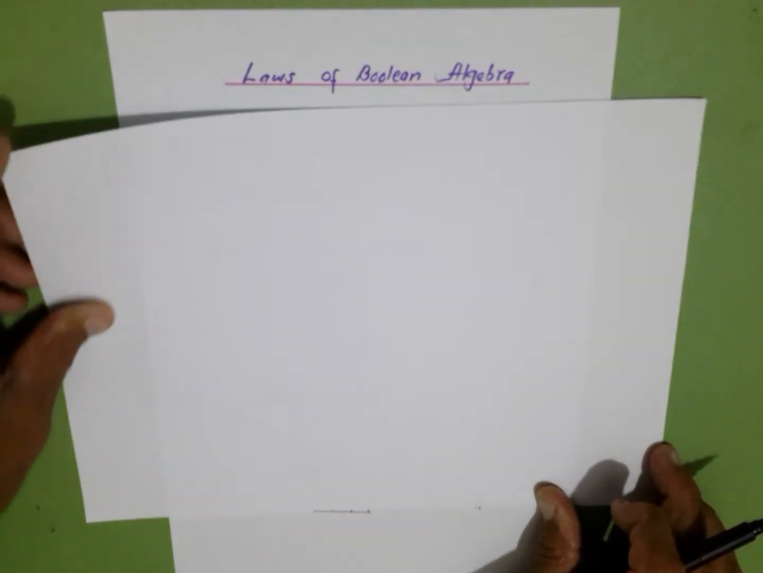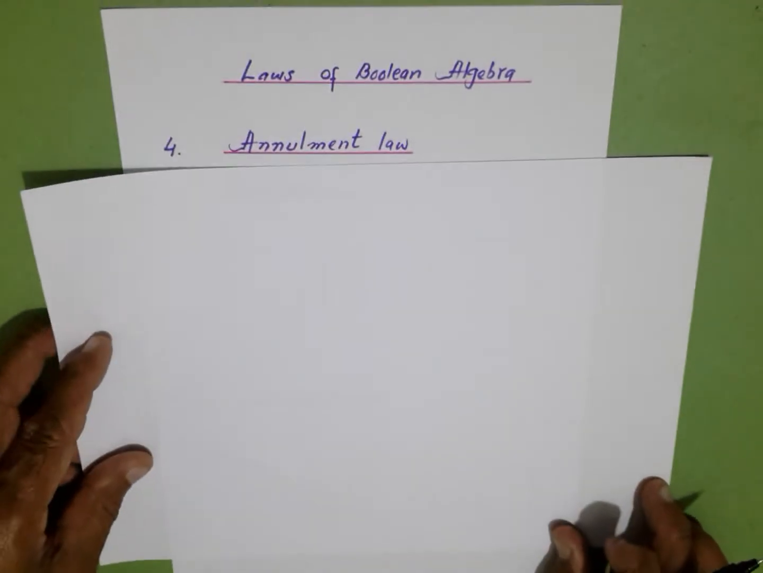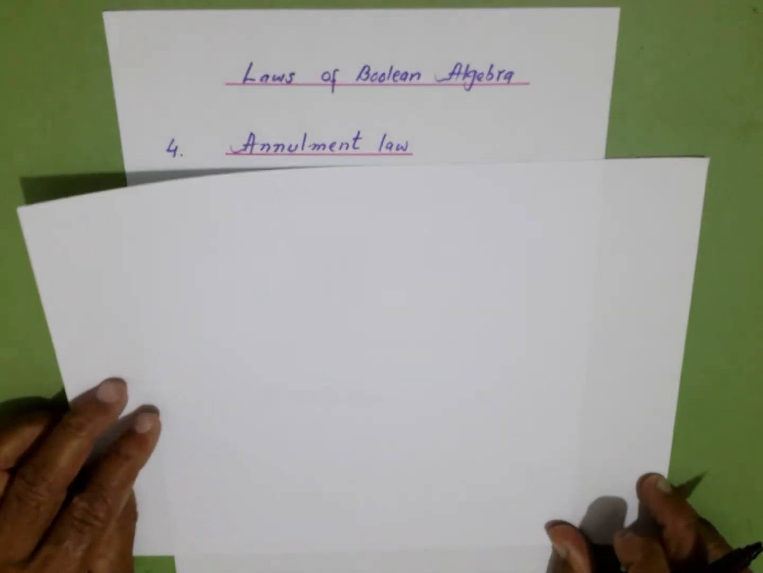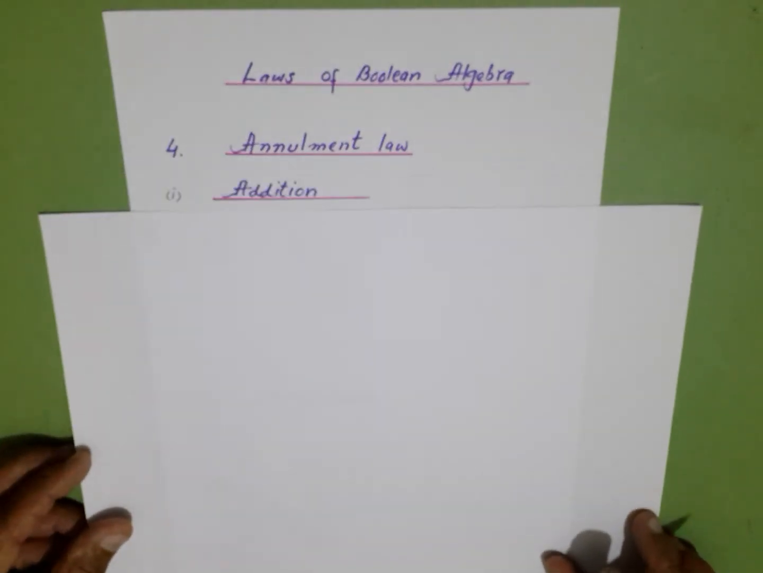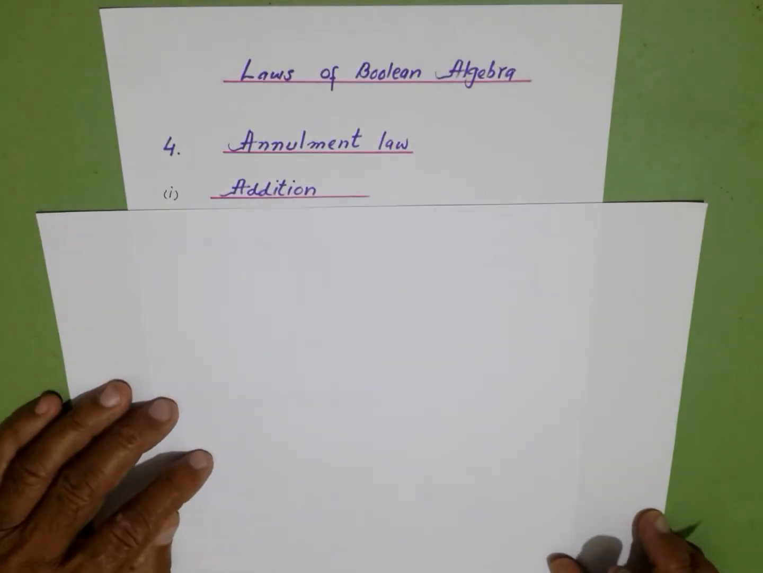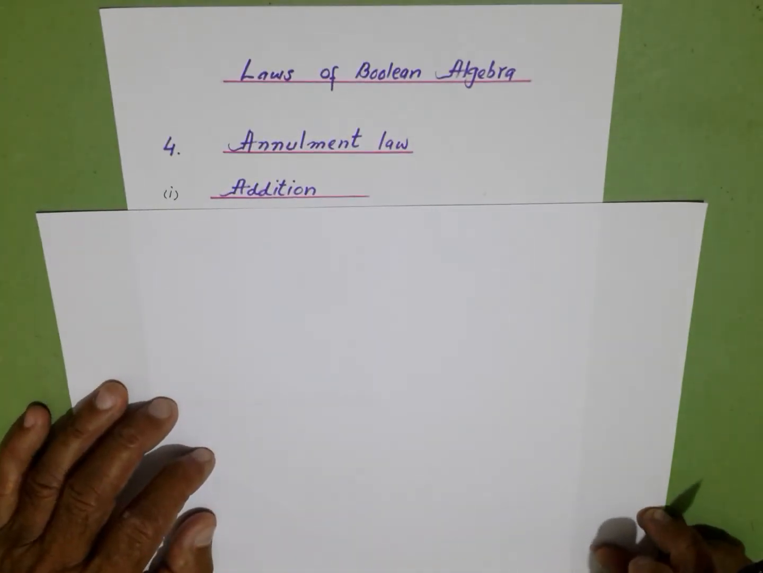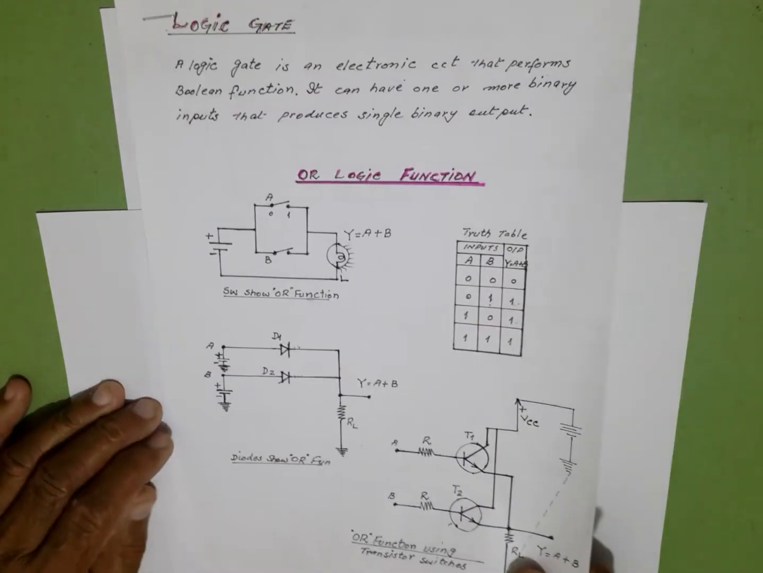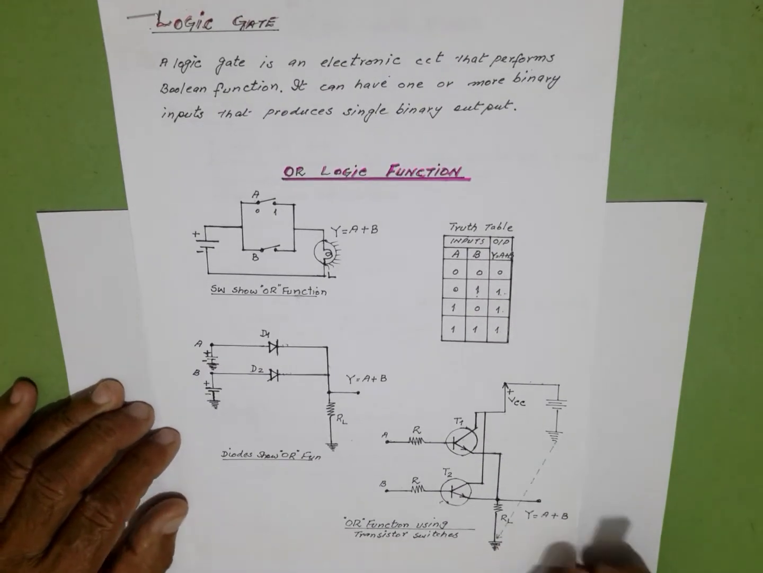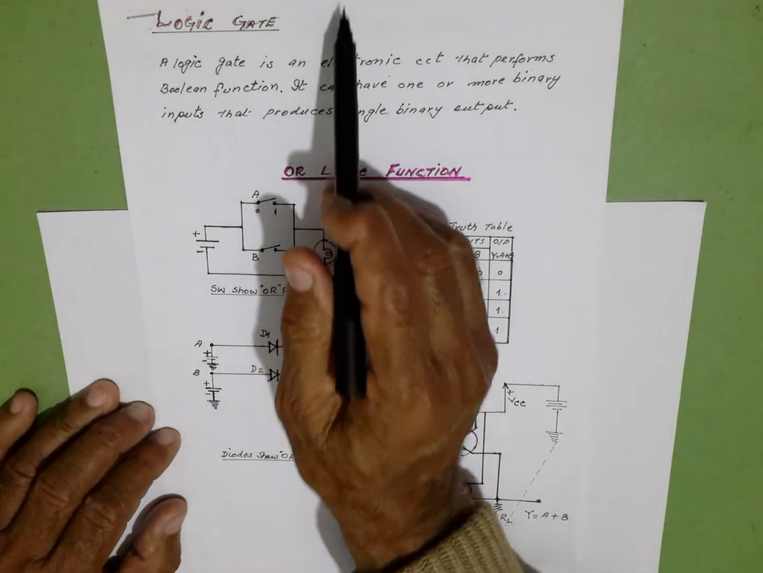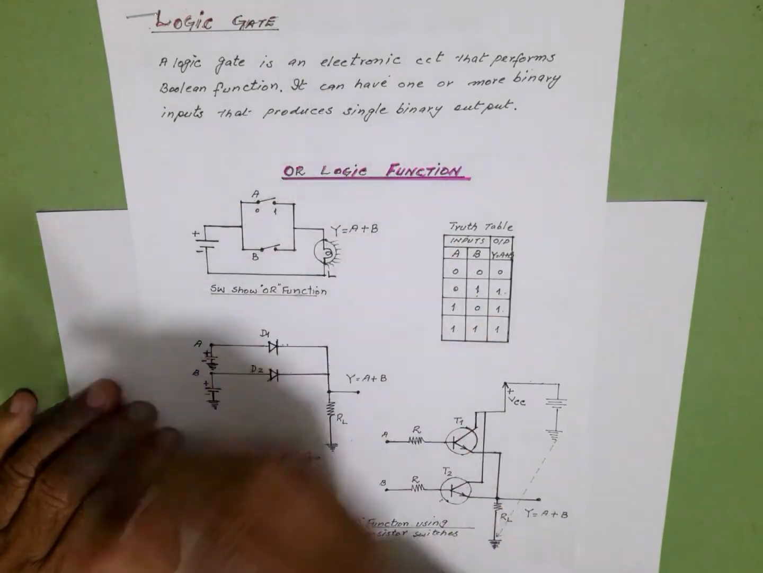Today we are going to discuss the fourth law, which is called the Annulment law. It has again two parts, addition and multiplication. Before going to circuit explanations, let us refresh our knowledge on the OR logic gate. This has already been told to you, this is lecture 22.